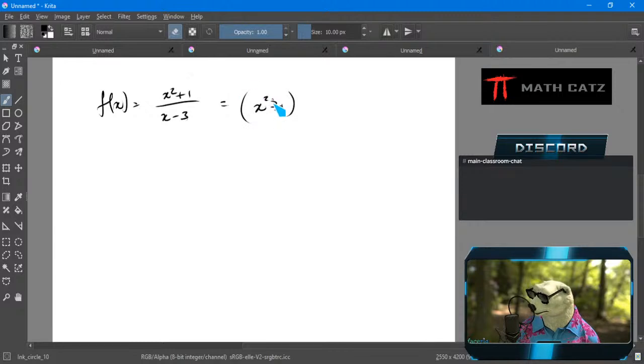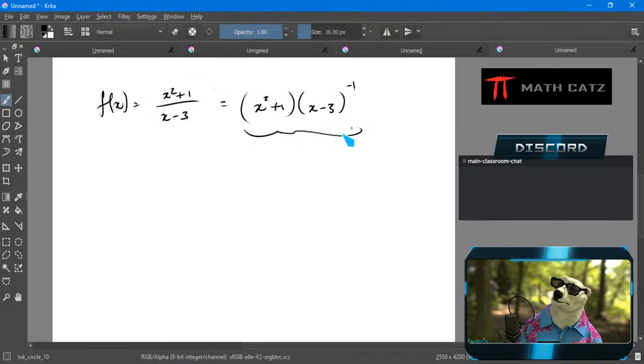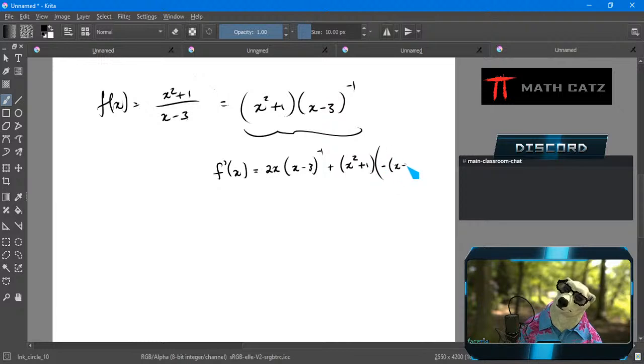x squared plus 1, times x minus 3 to the negative 1. And then it's a product rule in combination with the chain rule. So I can find the derivative of the first, which is 2x, times the second, because I don't care about simplification, right? I don't care about how messy my answer looks. I can take this route. Derivative of the first times the second, plus the first times the derivative of the second, which is a little chain rule. And just leave it there.